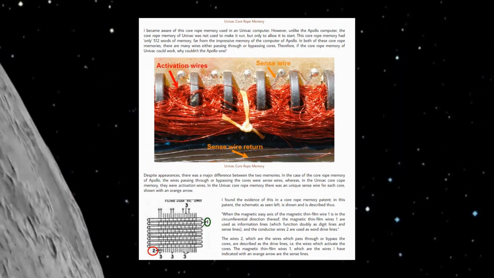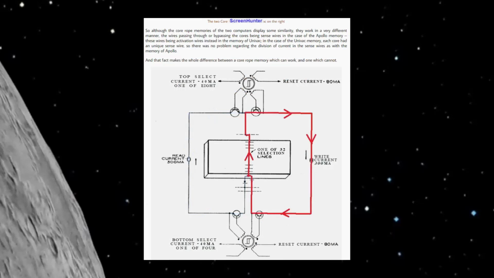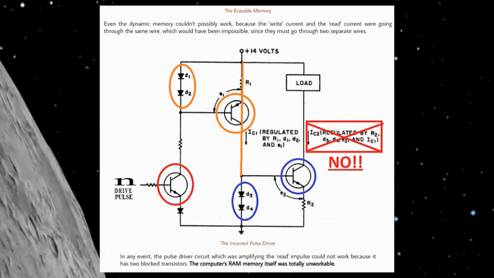In the case of the UNIVAC memory, each core had a unique sense wire, so there was no problem regarding the division of current in the sense wires as with the memory of Apollo. And that fact makes a whole difference between a core rope memory which can work and one which cannot. In fact, Pascal's conclusion regarding the AGC is startling. In short, this computer had no memory, none at all, neither ROM nor RAM.